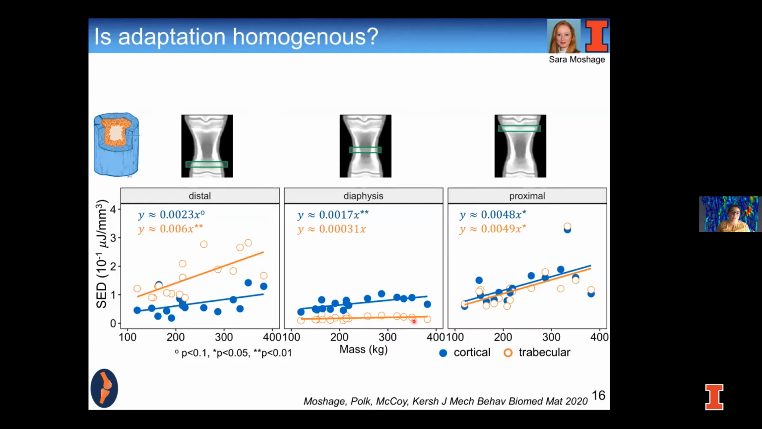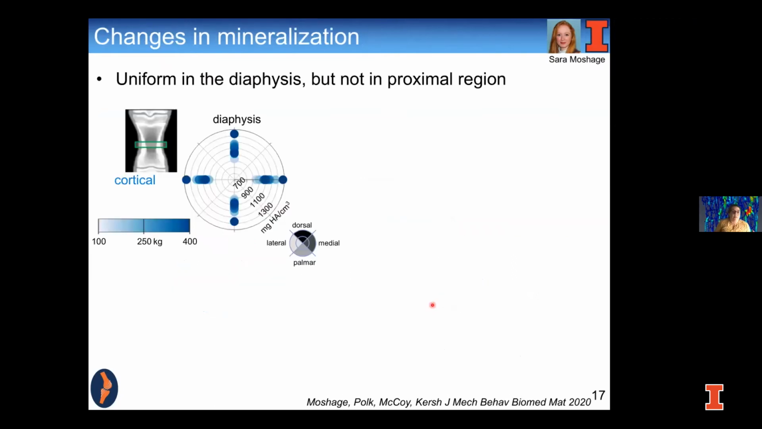So we wanted to look at what adaptations are occurring in the diaphysis versus the proximal region that would explain these differences. If we look first at mineralization, what I'm going to plot here is on a polar plot the rate of mineralization, or the change in mineralization, in the 4 different quadrants that we talked about before. So on the inside, the lighter colors represent the younger foals or lighter foals in terms of mass, and then the darker colors represent the heavier foals. So obviously they're likely to be older.